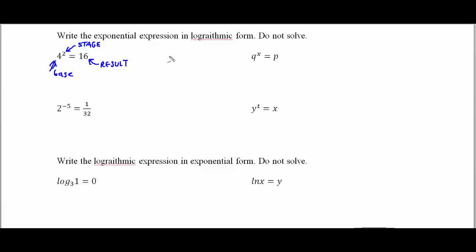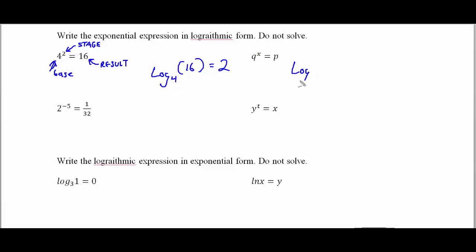And I'm going to convert this to a logarithm, and I'm going to convert it by starting off with my base b, so my base is 4. The result is 16, and my stage is 2. The nice thing about the logarithm form is that the stage or exponent is now all by itself. You could think about how do I get the 2 by itself. You can't divide by 4. You can't just move the 4 to the other side. So what we have to do is convert it into the logarithm form.